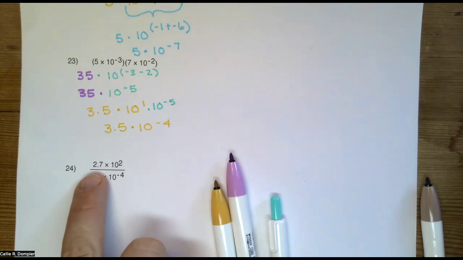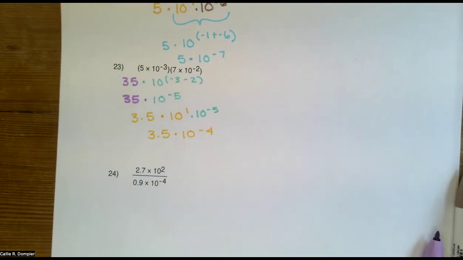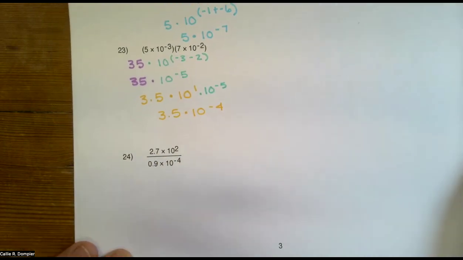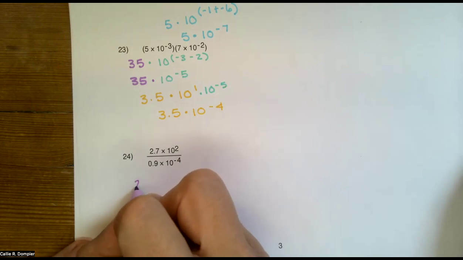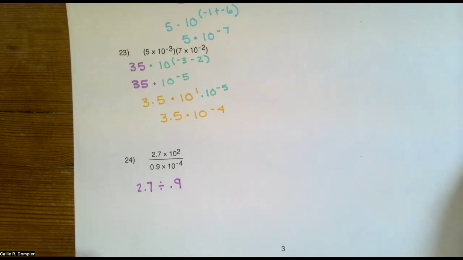Here we have 2.7 times 10 squared. All right, here we have decimals in fractions. So 2.7 times 10 squared divided by 0.9 times 10 to the negative 4th. Welcome to put it into Desmos. If not, you would take, right, let's keep the color scheme the same, 2.7 divided by 0.9.